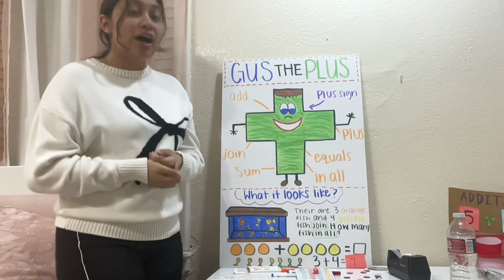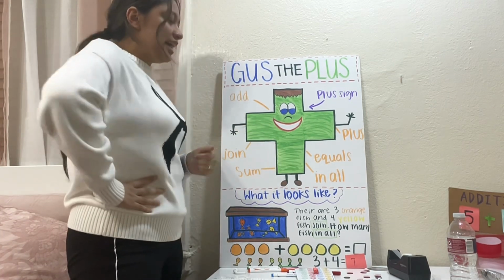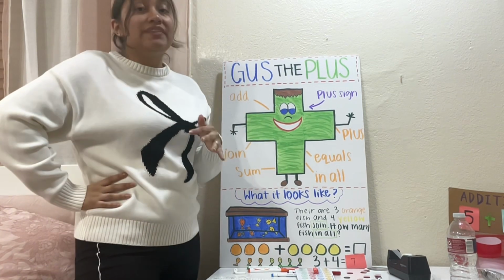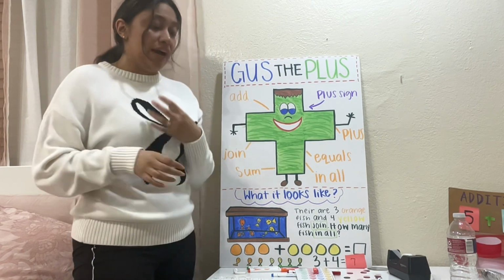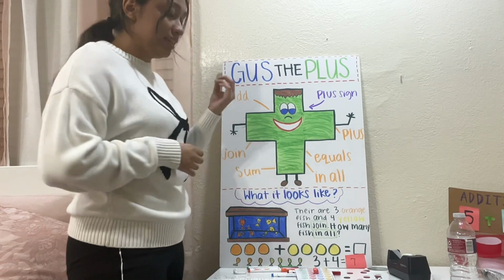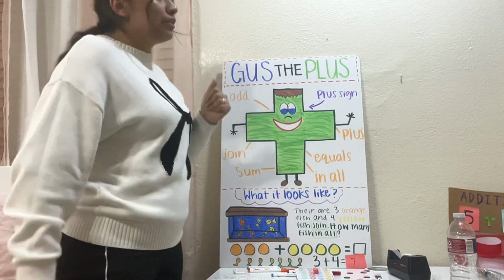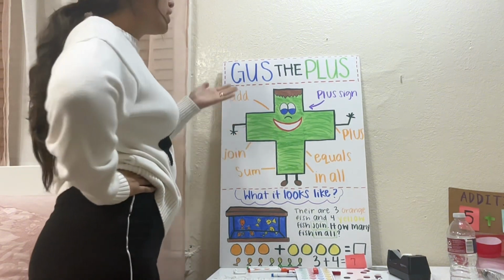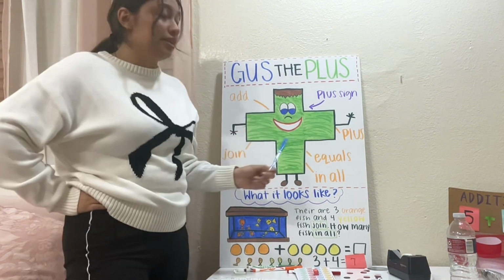Today we'll be learning how to add whole and natural numbers with the help of Gus the Plus. So you may ask, what is addition, or who even is Gus the Plus? Addition is when you put things together to find out how many things you have in total, or in this case, finding the total amount of two numbers with the help of other things, such as Gus the Plus. Who is Gus the Plus? Well, Gus the Plus is the plus sign that we use when we are adding.